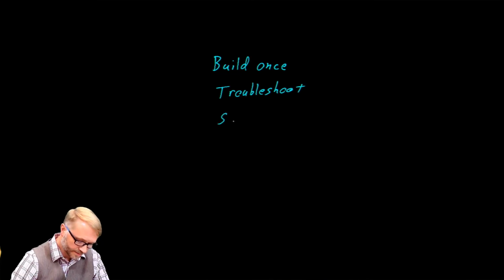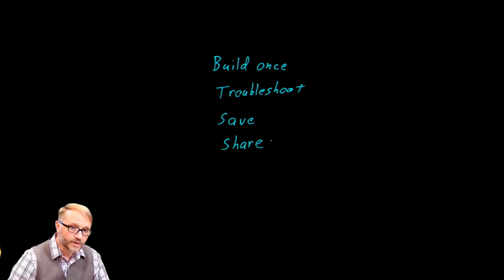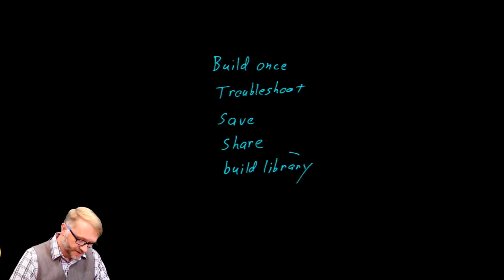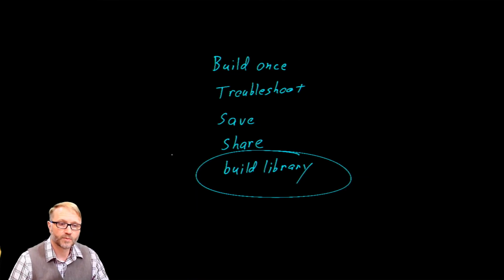I trust that was a useful discussion for you. You got to see two different user-defined function blocks, and I think you'll agree that these are things that you get to build once, troubleshoot, save, you can share them, you can build a library. The hope is that all of this will save you time. The more things in your library, the faster you'll be able to implement the code because you don't have to build it from scratch every time.